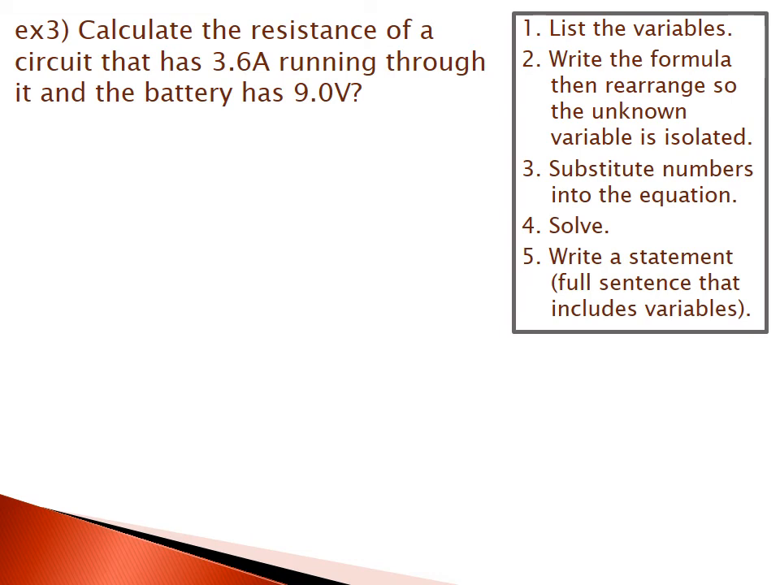Now, for the final example. Calculate the resistance of a circuit that has 3.6 amps running through it and the battery has 9 volts. Again, the first thing we need to do is list our variables. Already in your booklet, it says I equals, V equals, R equals. The question says calculate resistance. Resistance is an R, so I'll put a question mark next to R.